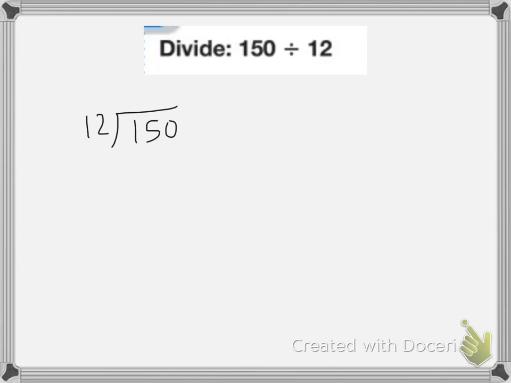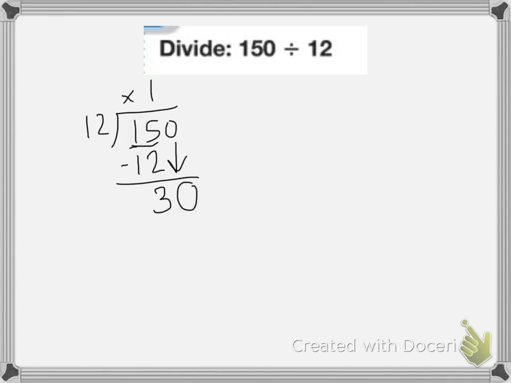We start with the first digit to the left and we say, how many times can 12 go into 1? Well, it can't. So then I go to the next digit. How many times can 12 go into 15? 15 divided by 12 is 1. So just like normal, we do 12 times 1 is 12. Subtract. 15 minus 12 is 3. And then we bring down the next number, which is 0.